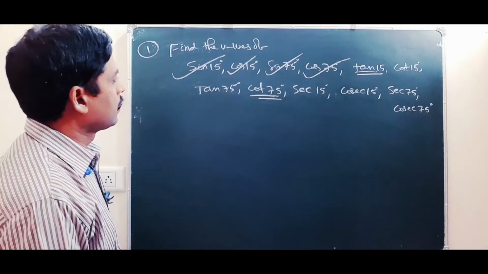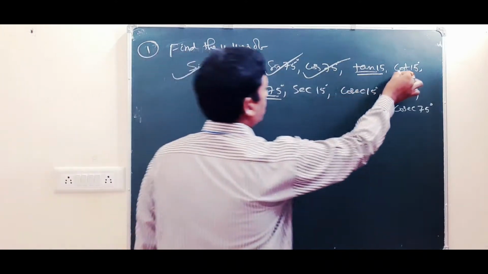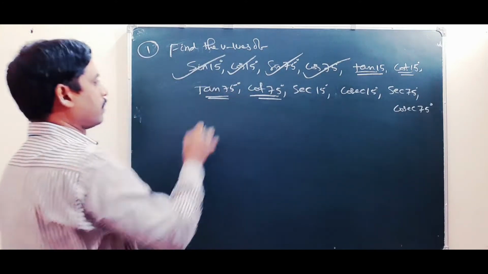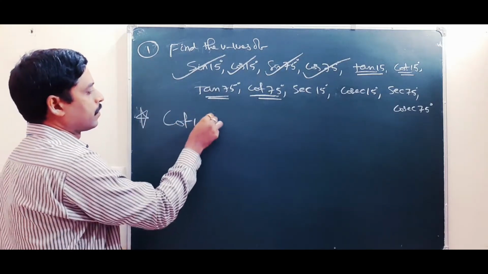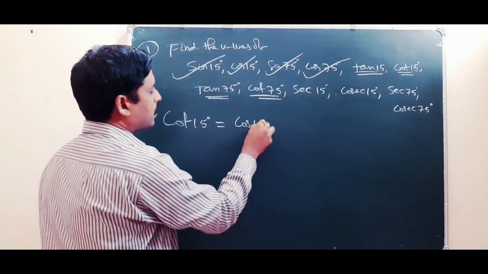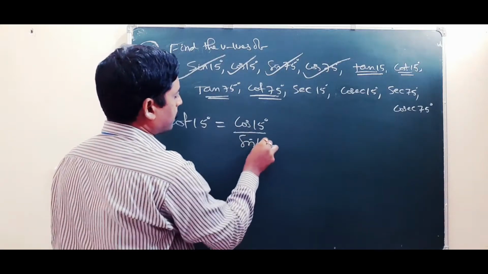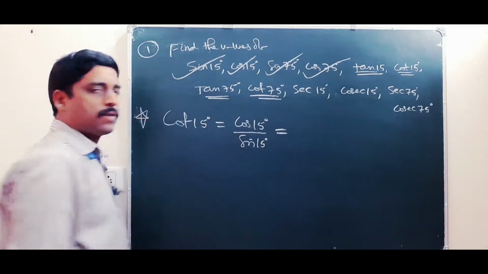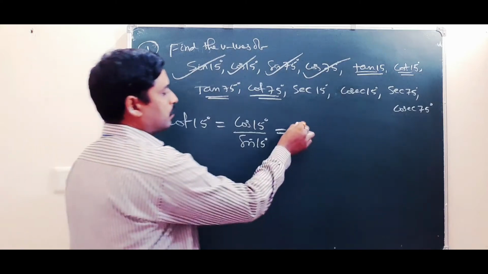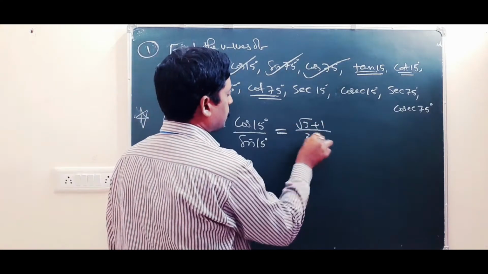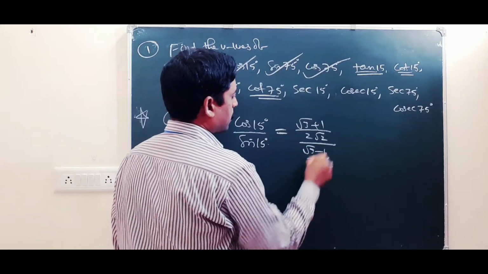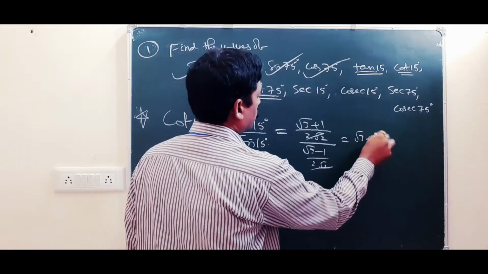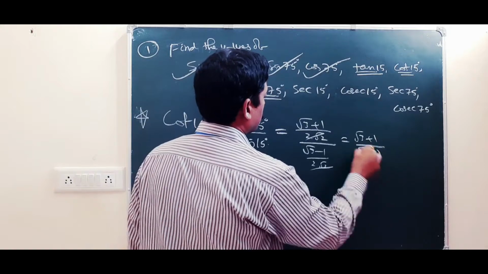Okay, now let us explain cot 15 and tan 75, which are both equal. Cot 15 by the formula is cos by sin, cos 15 by sin 15. We have cos 15 value root 3 plus 1 by 2 root 2, and sin 15 value root 3 minus 1 by 2 root 2. So it is root 3 plus 1 by root 3 minus 1.